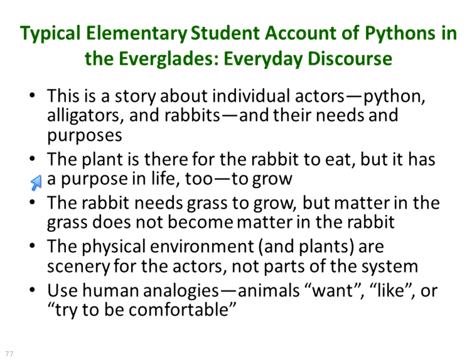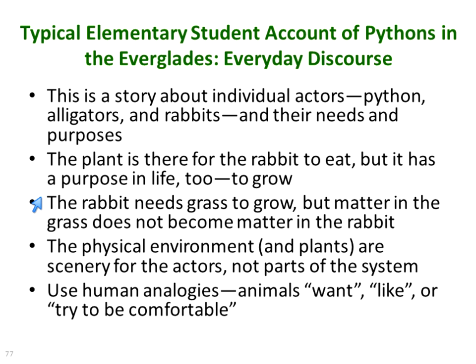And if it gets its water and its sunlight, then it can grow, but the plant doesn't necessarily interact with this environment. It doesn't decrease the amount of nutrients that are in the soil or anything like that. As long as the plant has light and water, it's going to grow and fulfill its purpose in life. If you look at how students think about it, the rabbit needs the grass to grow, but the matter in the grass doesn't become matter in the rabbit. So the student isn't thinking about this system of carbon dioxide and water and glucose that the plant is making that might go into the rabbit in digestion.